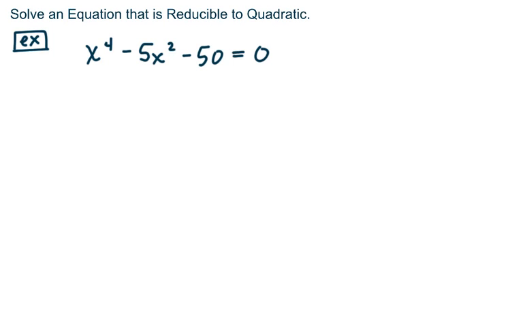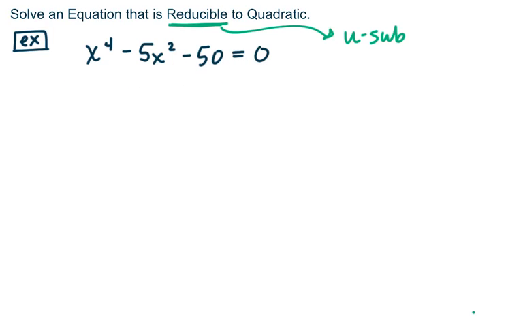Welcome. In this video, we're going to look at solving an equation which is not quadratic. You see the equation given here is x to the fourth, but it is reducible to quadratic. And we're going to reduce it using what we like to call in the math world a u sub, or a u substitution. So what we want to recognize is that this x to the fourth minus 5x squared minus 50 being equal to 0.